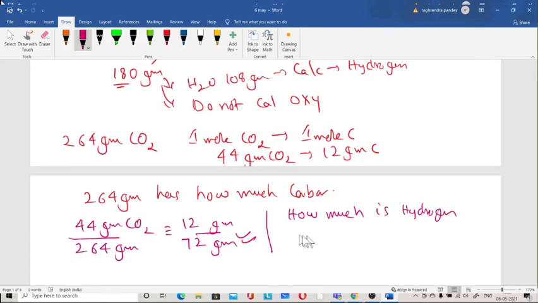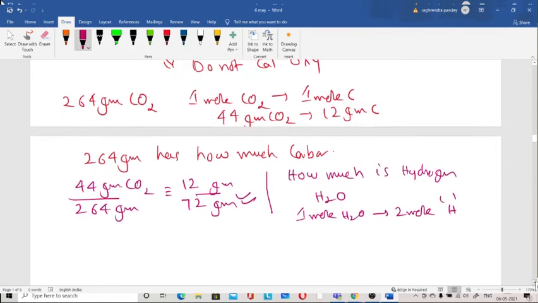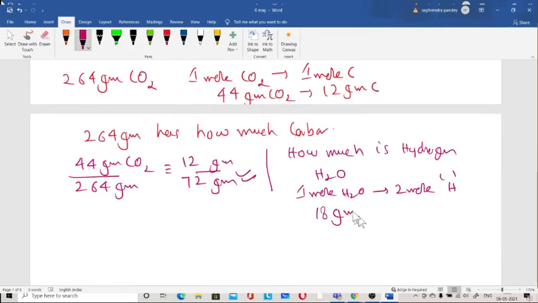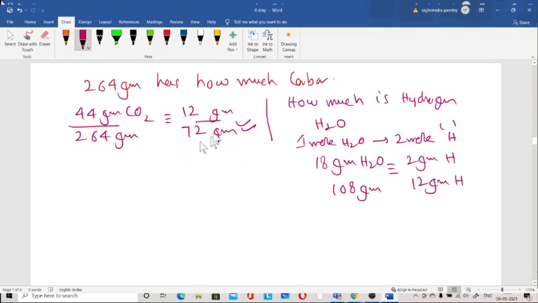So now you see water, H2O. 1 mole H2O means 2 mole hydrogen. 18 gram H2O means 2 gram hydrogen. So we have 108 gram of H2O. How much will it be? 12 gram hydrogen.